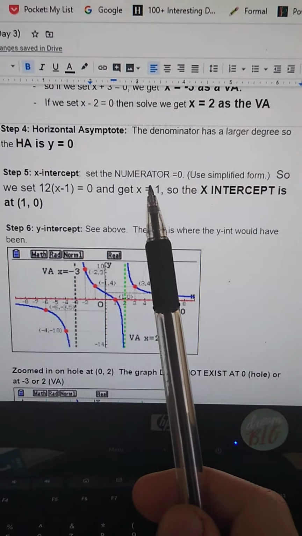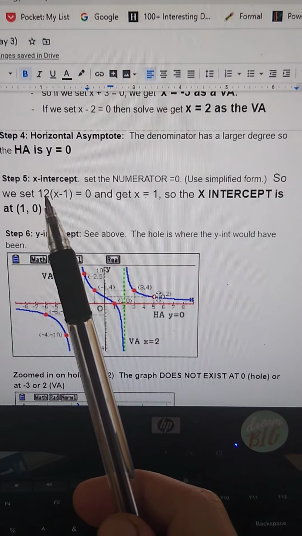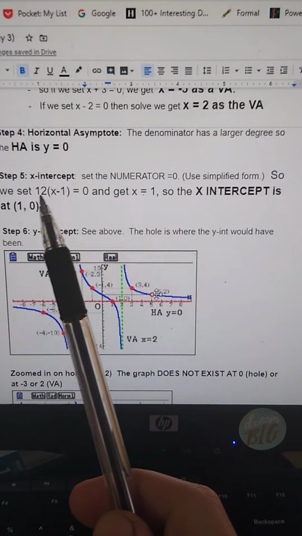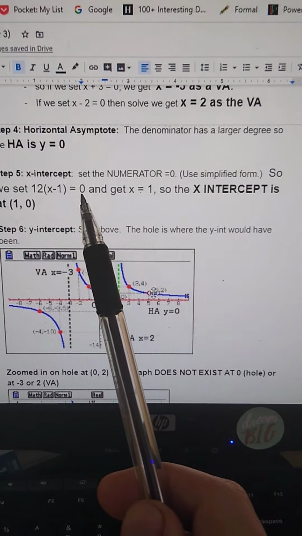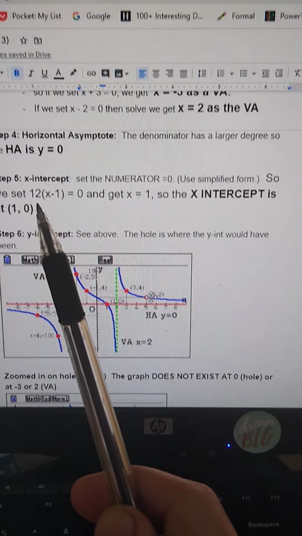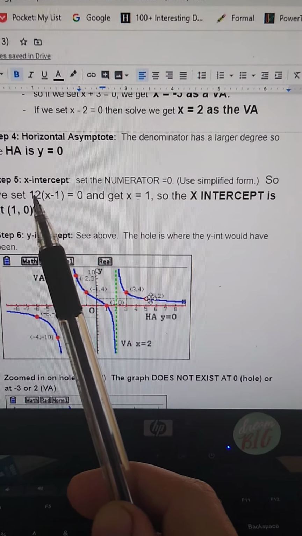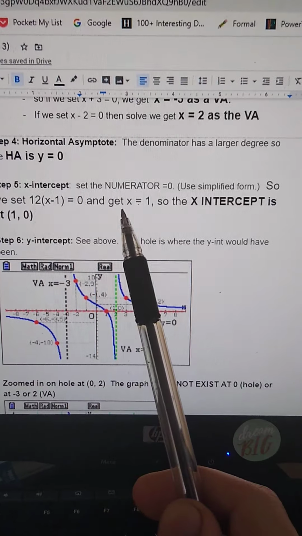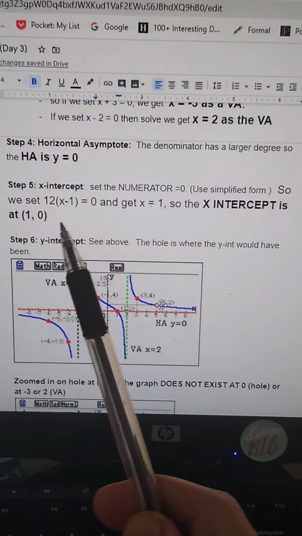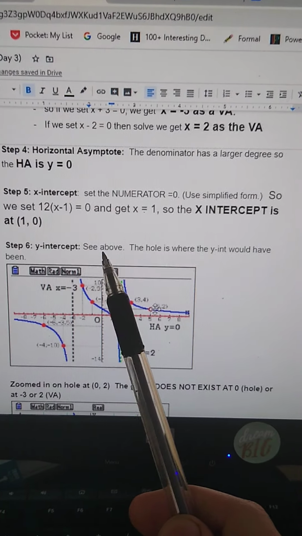The x-intercepts are where the numerator equals 0. Now this 12 doesn't really mean much, because the first thing I would do is divide by 12. 0 divided by 12 is 0. So we really don't even need to consider the GCF of 12, just the x minus 1. And so I would get positive 1, or 1, 0 is my x-intercept. And we already talked about the y-intercept.